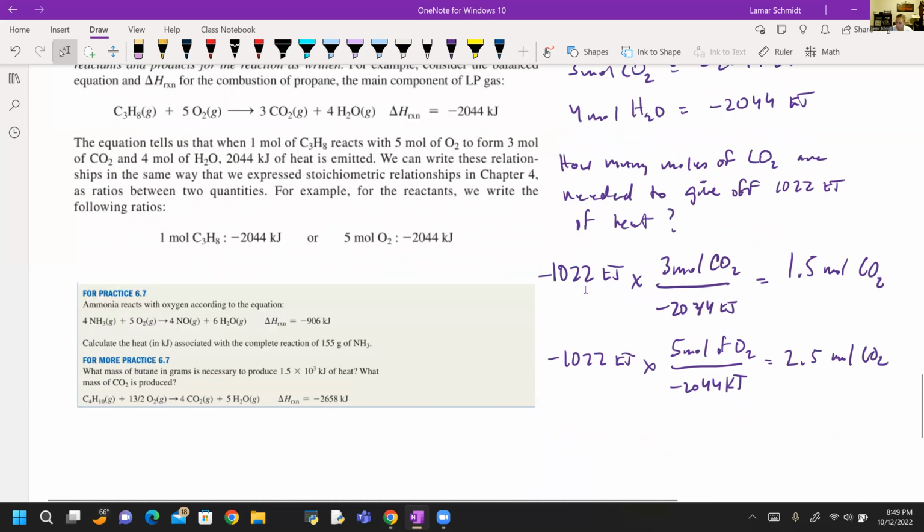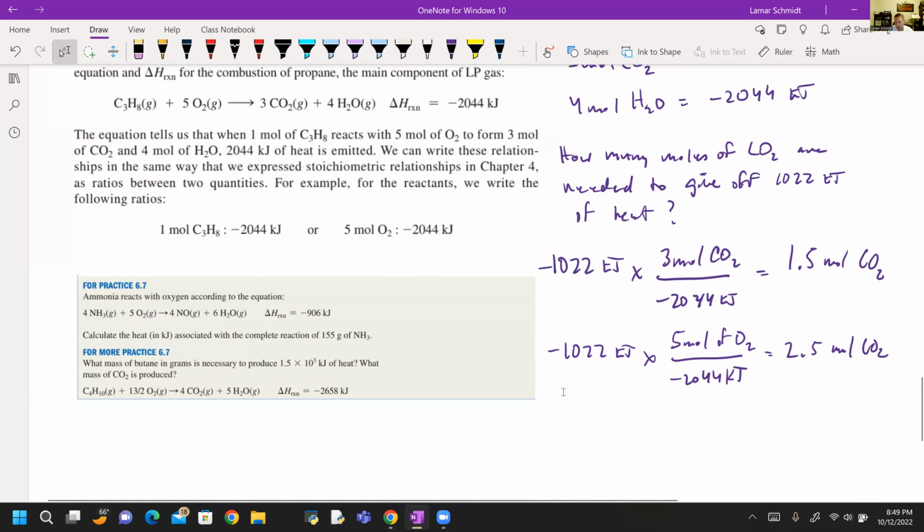If I did the same thing for O2, unfortunately I wrote this down wrong, but now I see it, grading my own work. If we had 1,022 kilojoules given off, we would know that we would have used 2.5 moles of O2 to get there. All right, and we used a relationship between 5 moles of O2 and 2,044 kilojoules. So that's all I had there.